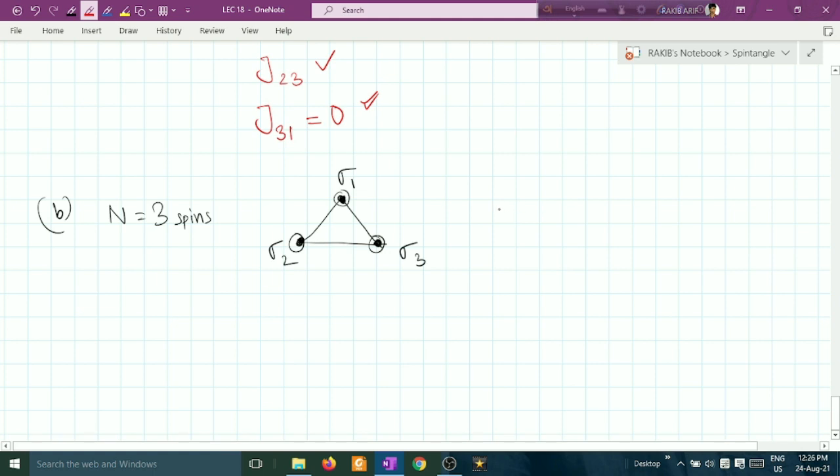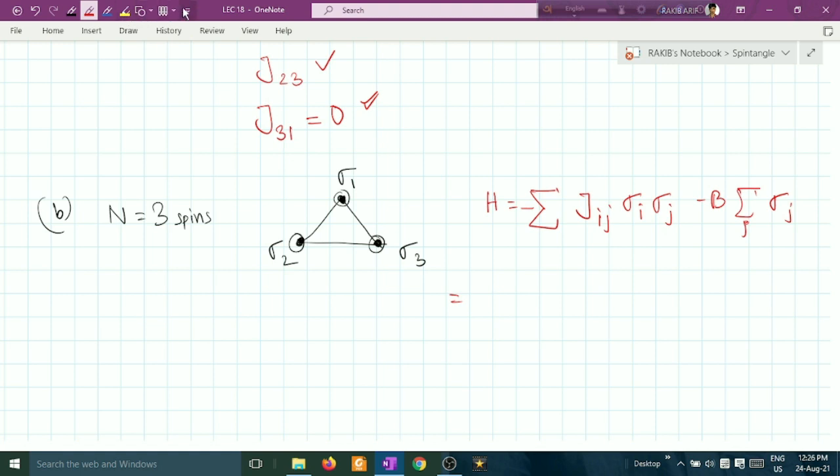The Hamiltonian will be what? The Hamiltonian is given as minus J_ij sigma i sigma j minus B summation of sigma j over j. Okay, this is not sigma j over an actual j; actually, this will be over all of the particles. So here I can easily write. Let's take the first interaction. This interaction is 1 and 2. Okay, these are the instant neighborhoods of each other.